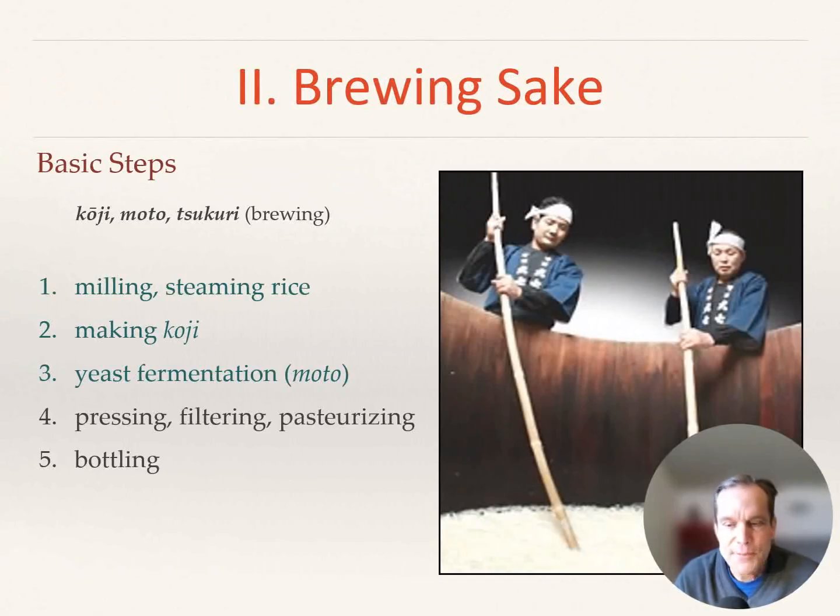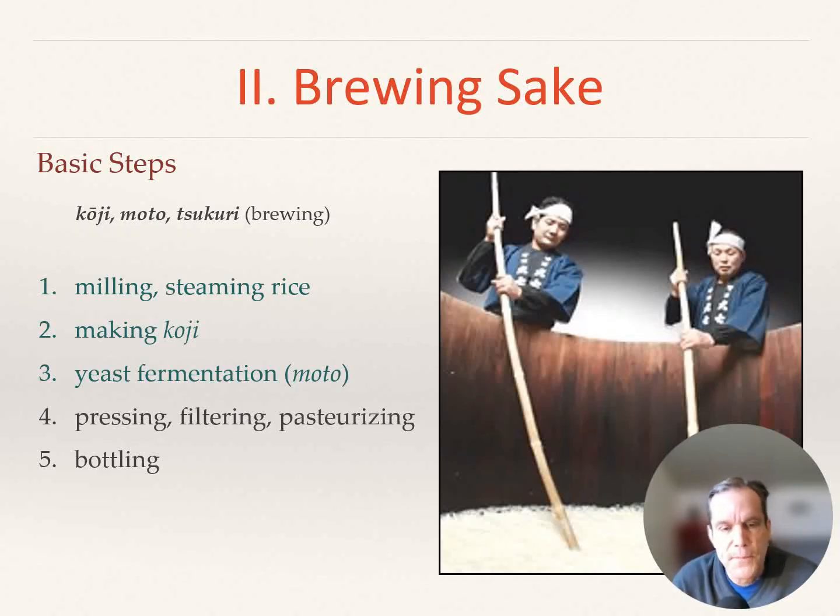So how do you make sake? What are the steps? Well, a brewer will tell you it's koji, moto, and tsukuri. And what that refers to is the process of making koji, the process of making the yeast fermentation starter, the moto, which is also called the shubo, and then the process of brewing, which is called tsukuri. So I don't know if that little mantra is helpful to you, koji, moto, tsukuri, but that's traditionally how brewers will talk about it. But there's some additional steps that need to be spoken about.